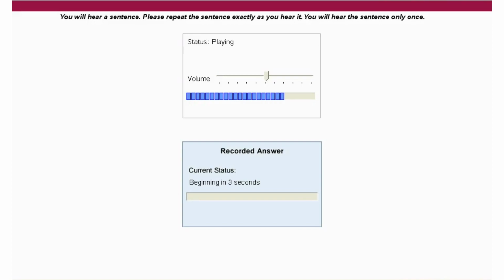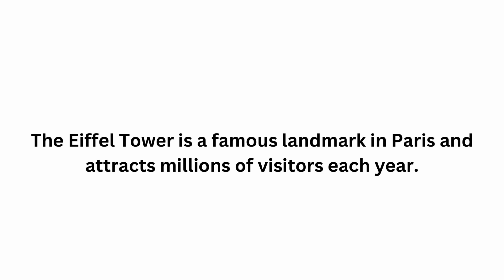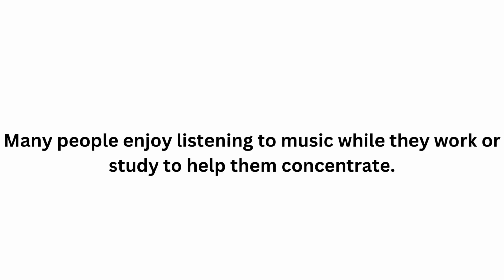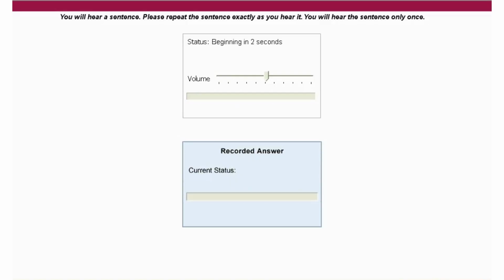The Eiffel Tower is a famous landmark in Paris and attracts millions of visitors each year. Many people enjoy listening to music while they work or study to help them concentrate. Shakespeare is considered one of the greatest playwrights in history, and his plays are still performed today.